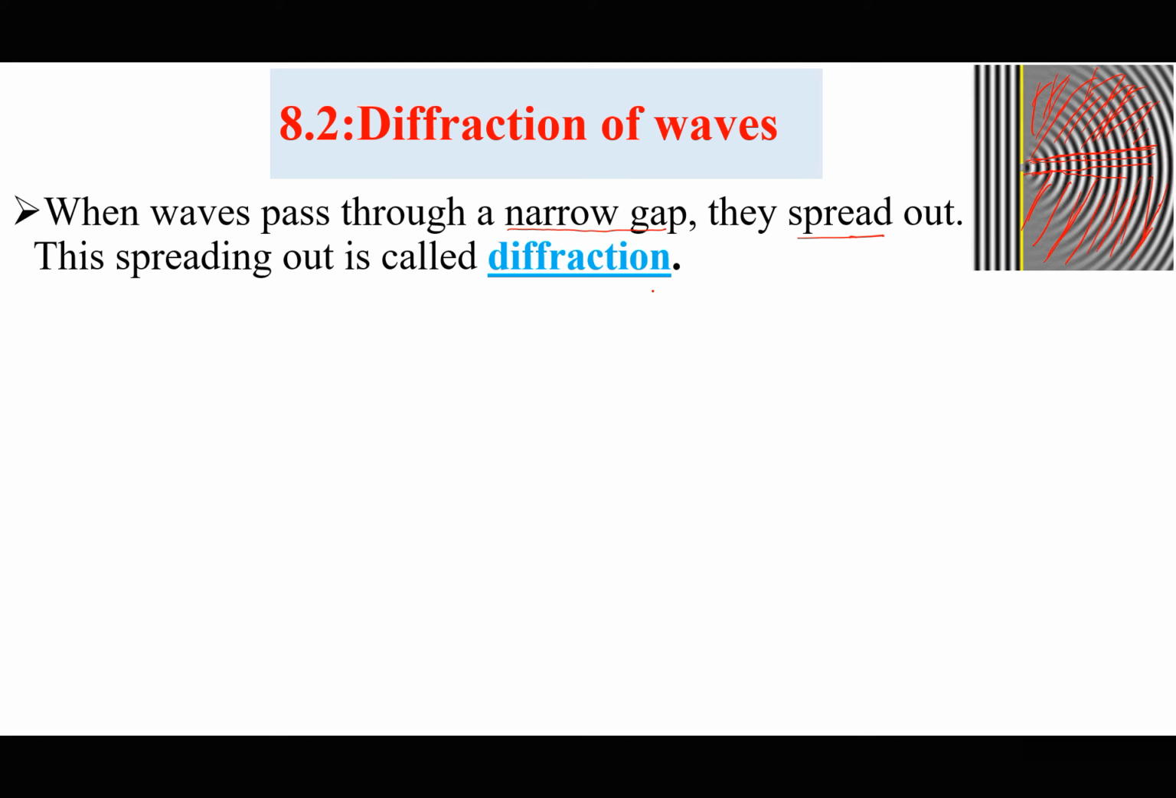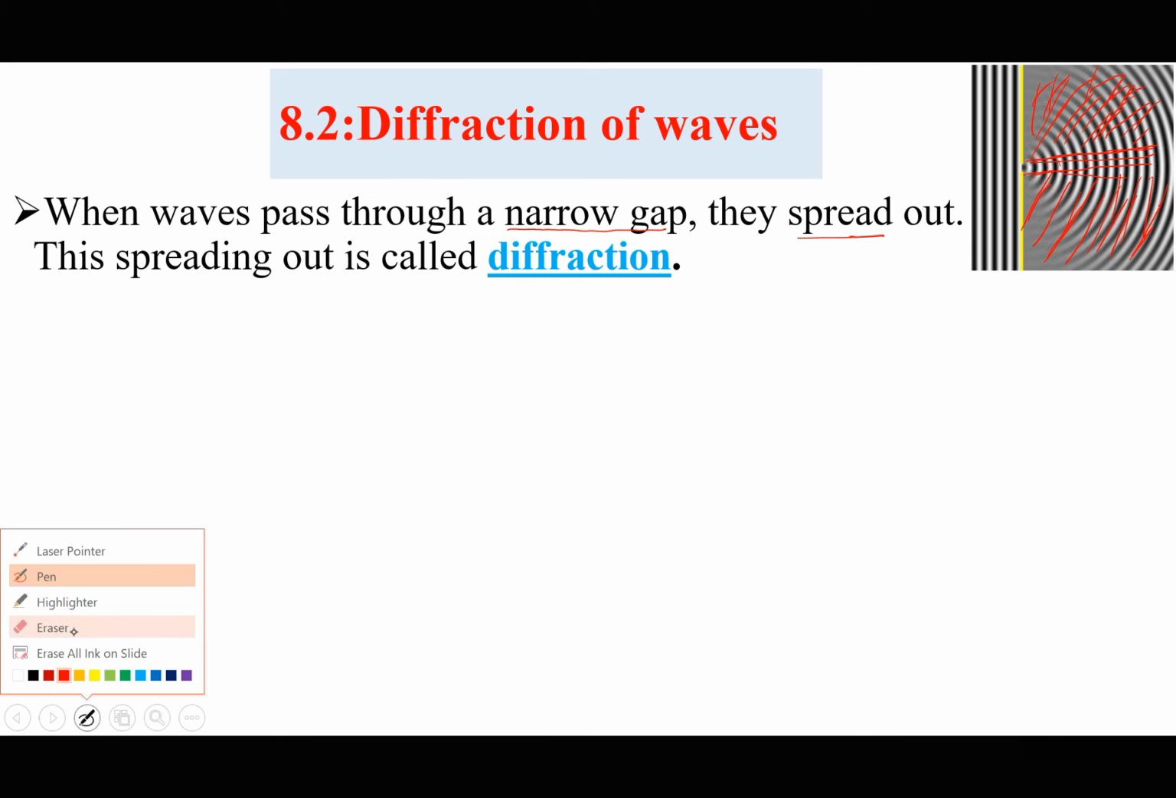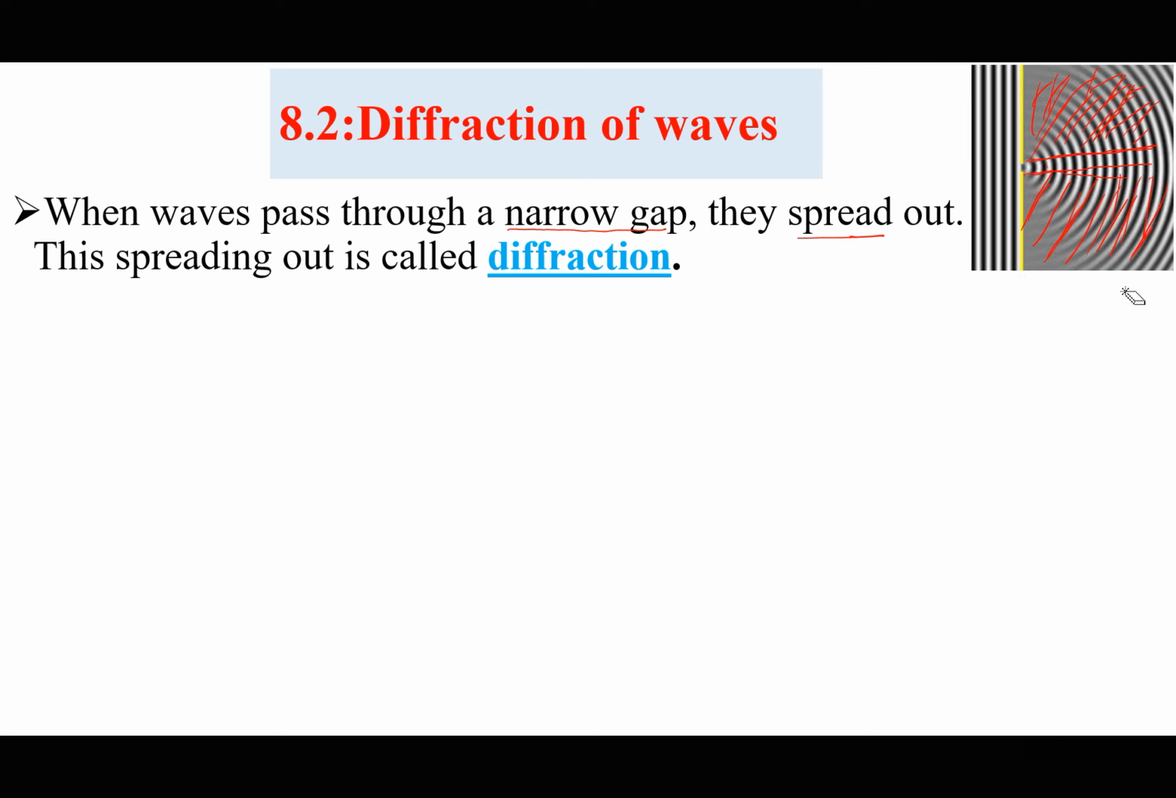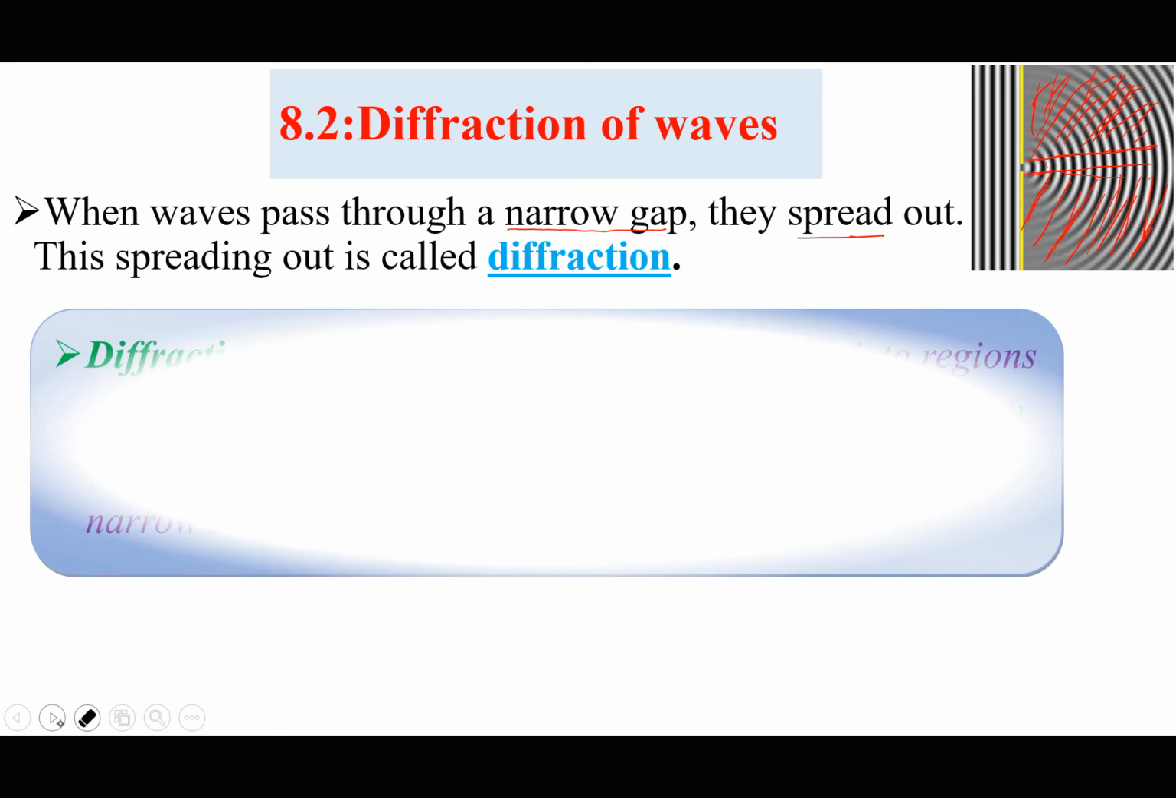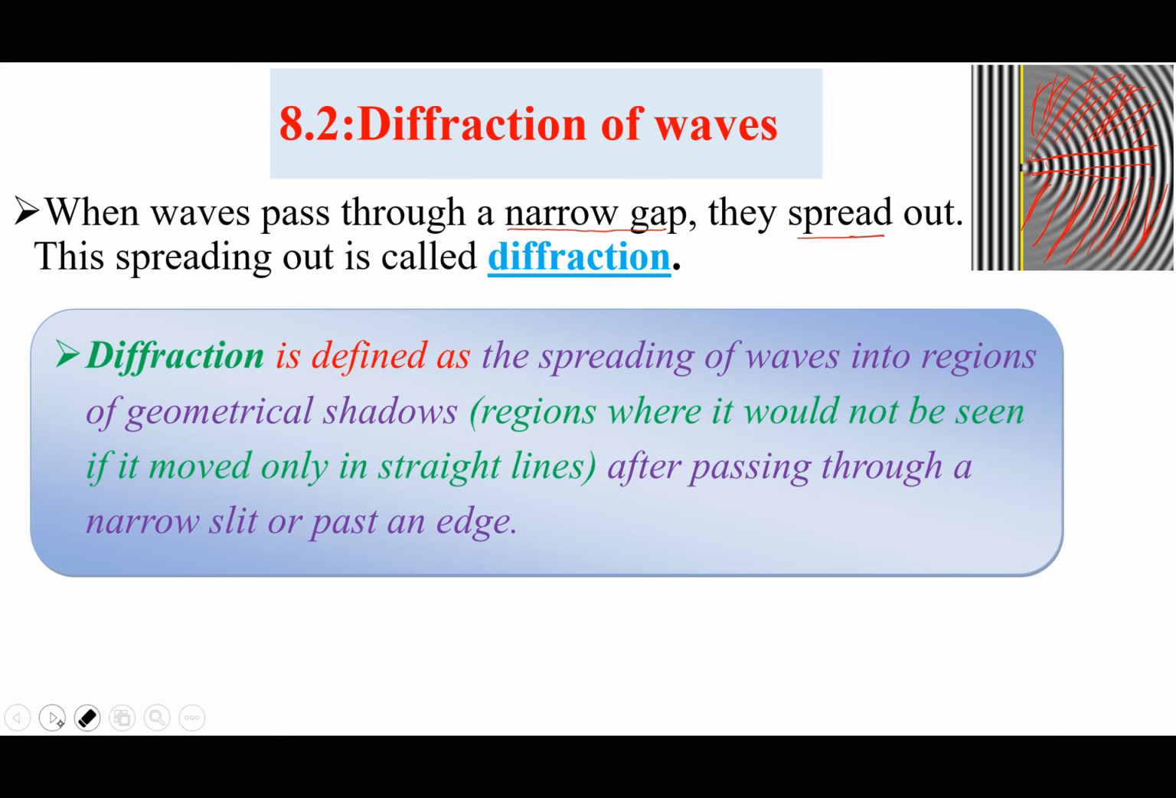In IGCSE, you only defined diffraction as the spreading of waves. But you did not mention regions of geometrical shadow. Now that we know regions of geometrical shadow as those regions where the wave would not reach if it was not to spread, we are going to redefine diffraction in a more advanced way as the spreading of waves into regions of geometrical shadow. It is still spreading as you mentioned in IGCSE, but this time we introduce the concept of regions of geometrical shadow.